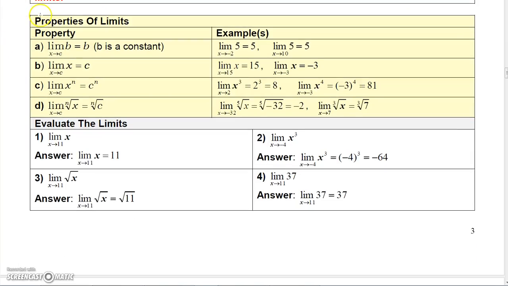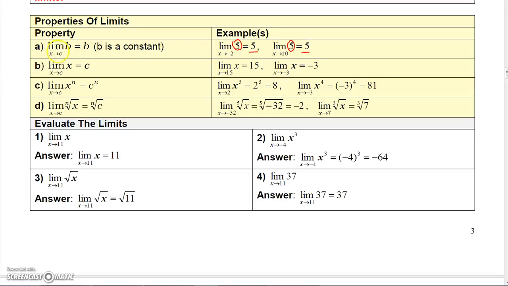Okay, here are some properties of a limit. Let's say b is a constant. Well, the limit of a constant as x approaches c is always the constant. So if I said, what's the limit of the constant function 5 as x approaches, and you can pick any number you want here, but as x approaches negative 2, it's going to be 5. If I say, what's the limit of 5 as x approaches 10, it's going to be 5.